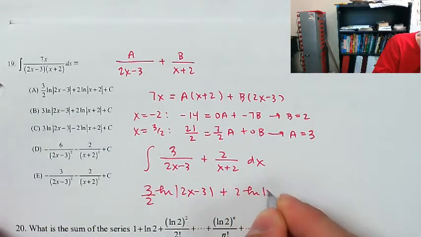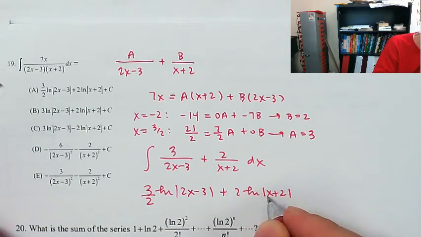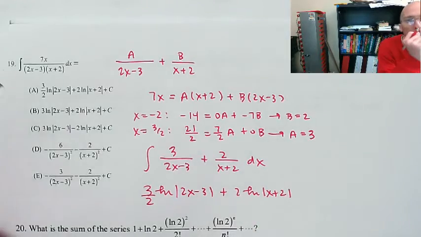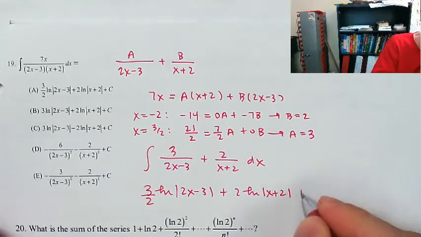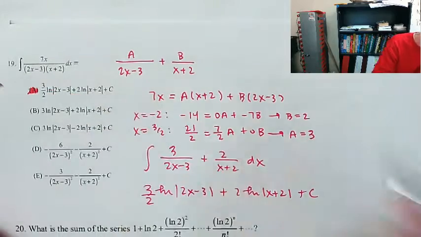Plus 2 logs of the absolute value of x plus 2, and I don't have to divide anything here because the derivative of x plus 2 with respect to x is just 1. So I guess I'm dividing by 1. And then plus c, so now it's going to be this answer choice A.